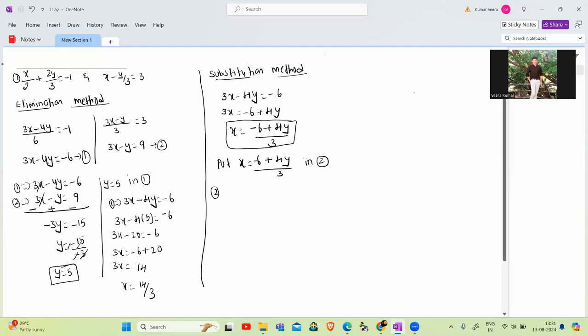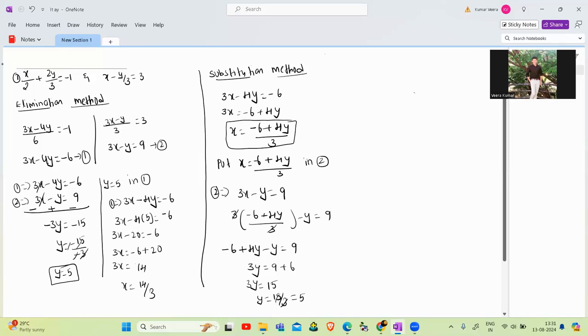The second equation we have is 3x minus y is equal to 9. So what is the x we have? Minus 6 plus 4y by 3, times 3, minus y is equal to 9. Now see here, we can cancel 3 and 3. Minus 6 plus 4y minus y is equal to 9. 4y minus y is 3y. The 6 you send to that side, it is 9 plus 6. So 3y is equal to 15, so y is equal to 15 by 3, which is 5. In both the methods we got y is equal to 5.